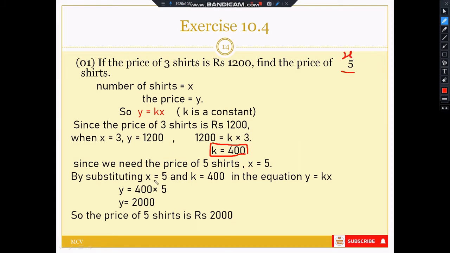Now substitute x equal 5 and k equal 400 in the y equal kx equation. Then y equal 400 times 5. 400 multiplied by 5 is 2000. So, find the price of 5 shirts. What is the price of 5 shirts? Price of 5 shirts is 2000 rupees.